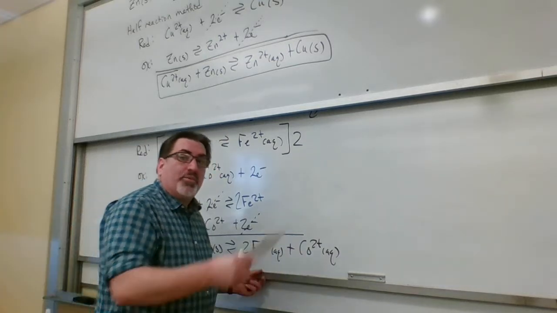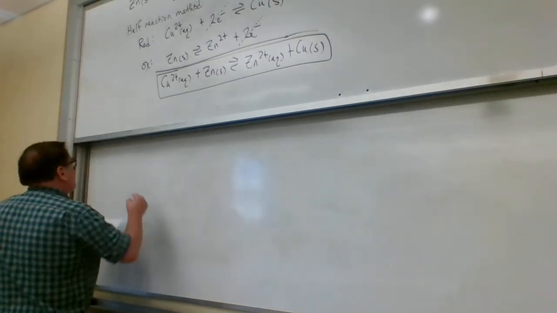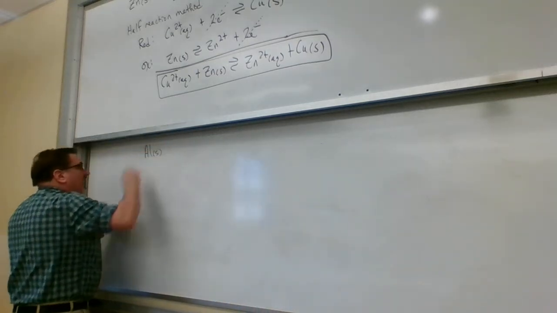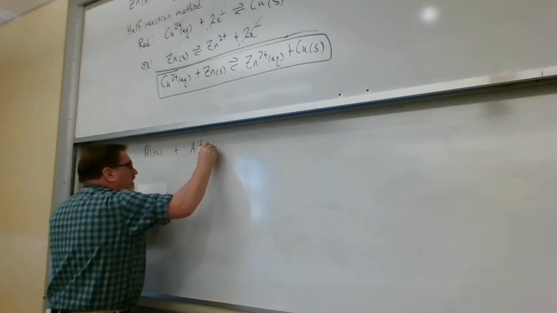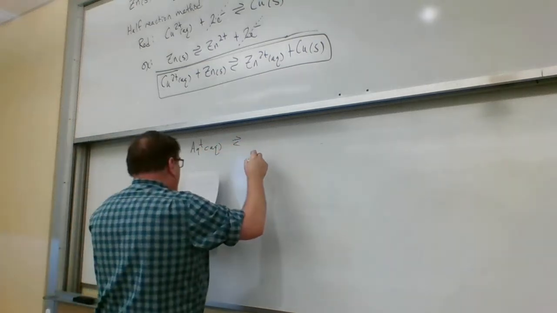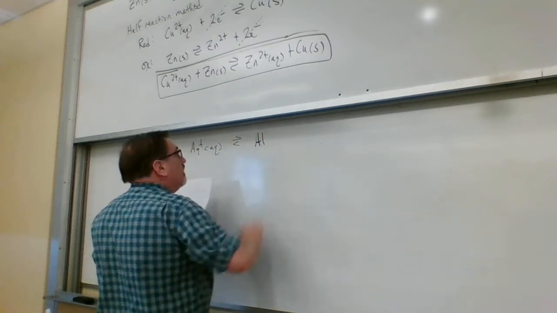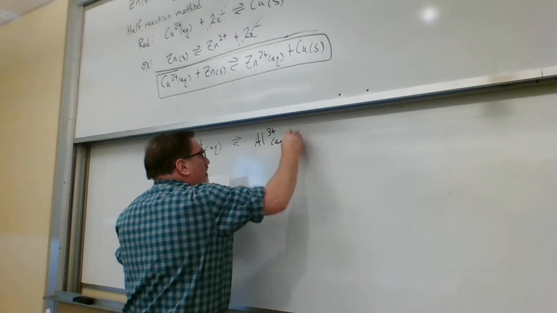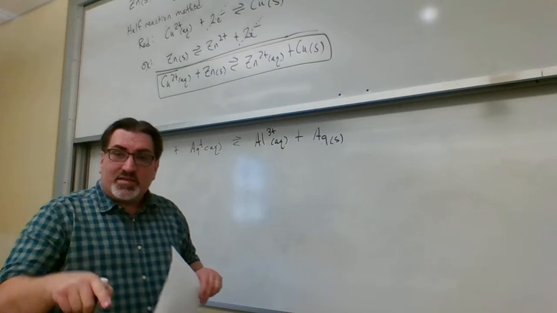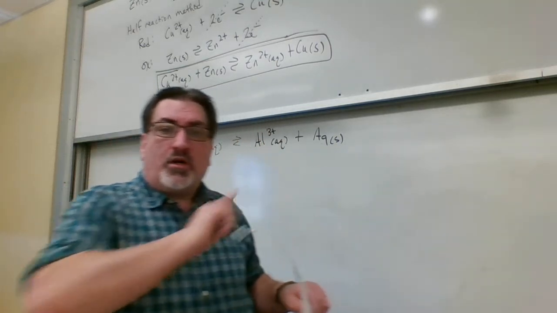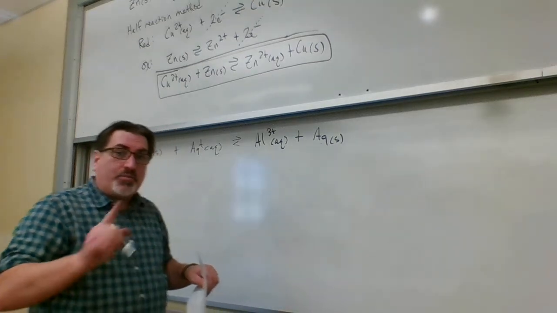All right, we're going to try one more that we haven't seen already as a reaction. Slide that one out of the way. Here's your reaction. Al is a solid, plus Ag+ aqueous, in equilibrium with Al3+ aqueous, plus Ag as a solid. Now what I'd like you to do here is to pause the video and solve it. And then hit play again and see if your stuff matches mine. Okay, so pause.